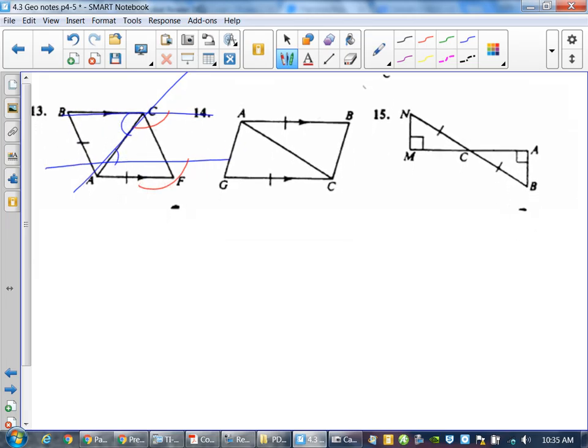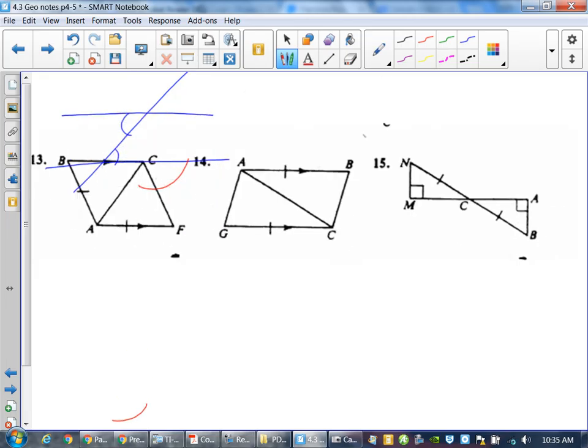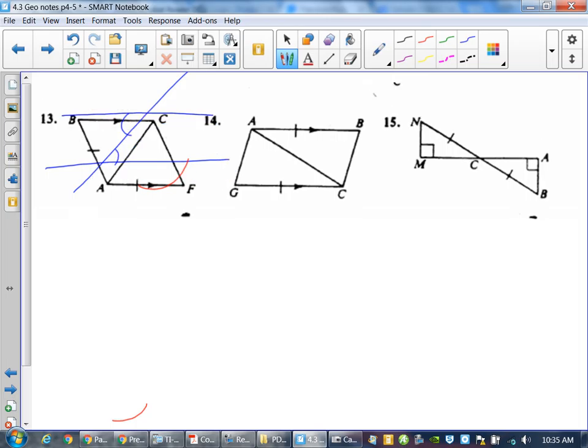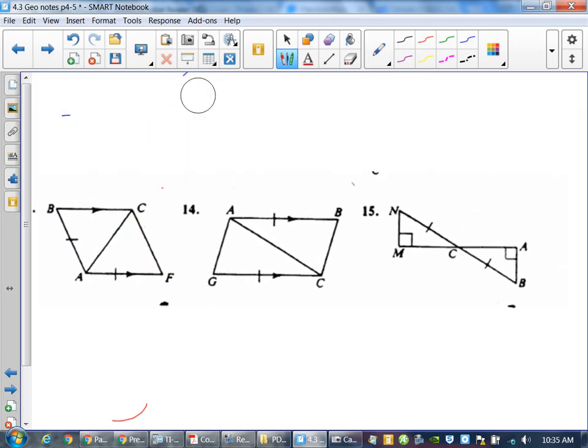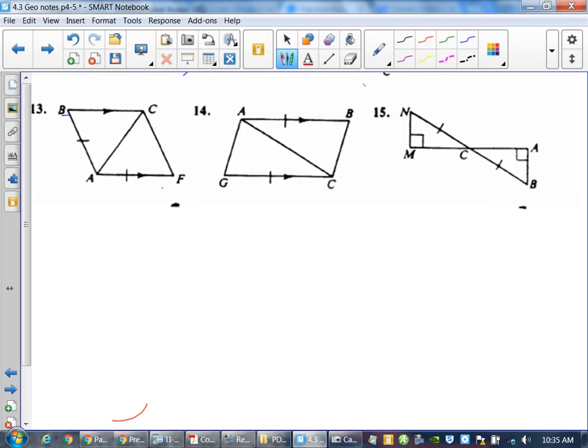So we have this one. Those red marks won't work. Let's do that again. So we have these two angles here. We have the reflexive side in the middle. Now look at what you have.